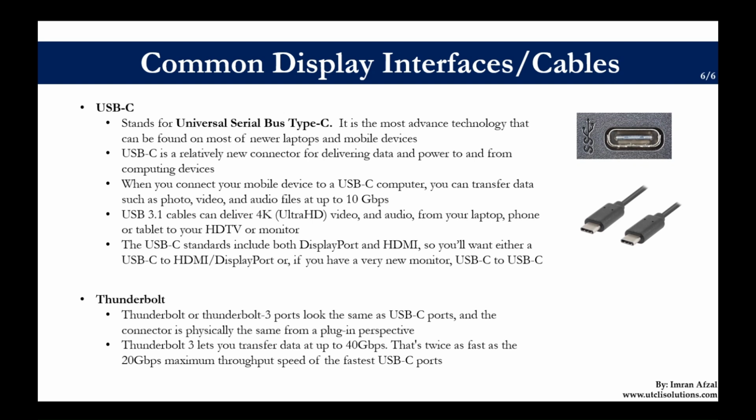Thunderbolt 3 lets you transfer data up to 40 gig per second. That's a lot faster. That's twice as fast as the 20 gig per second maximum throughput speed for the fastest USB-C ports. Yes, the latest version of USB-C can carry 20 gig, but Thunderbolt carries 40 gig. So when you connect it, the data transfer is a lot faster, the display is much clearer, the resolution is a lot higher, and the charging of your device is going to be a lot faster. So this is how it looks on your computer port once again.